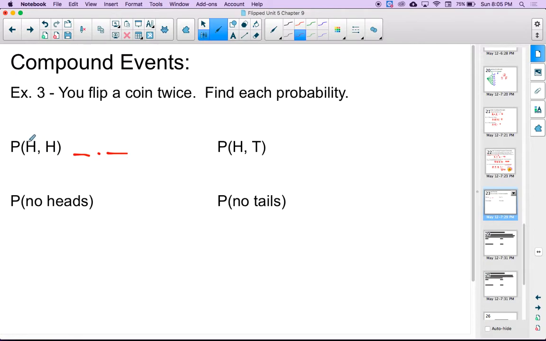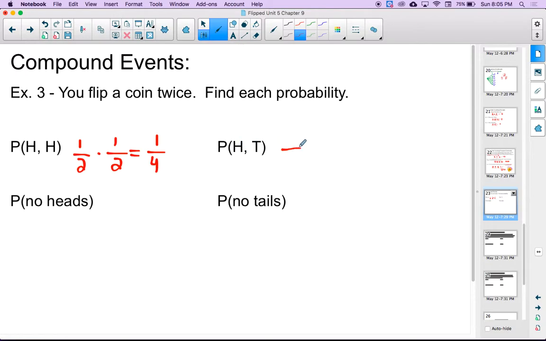So probability of getting heads when we flip a coin is 1/2. Probability of getting heads when we flip a coin is 1/2. We can multiply. 1 times 1 is 1. 2 times 2 is 4. So the probability of getting heads and then heads again is 1/4.